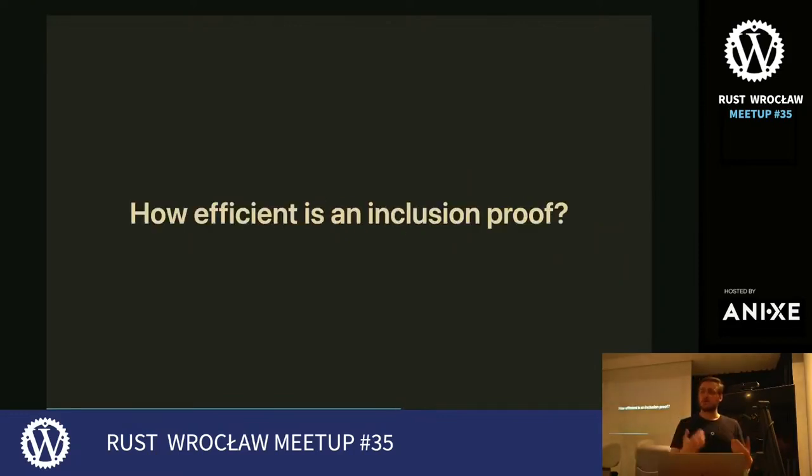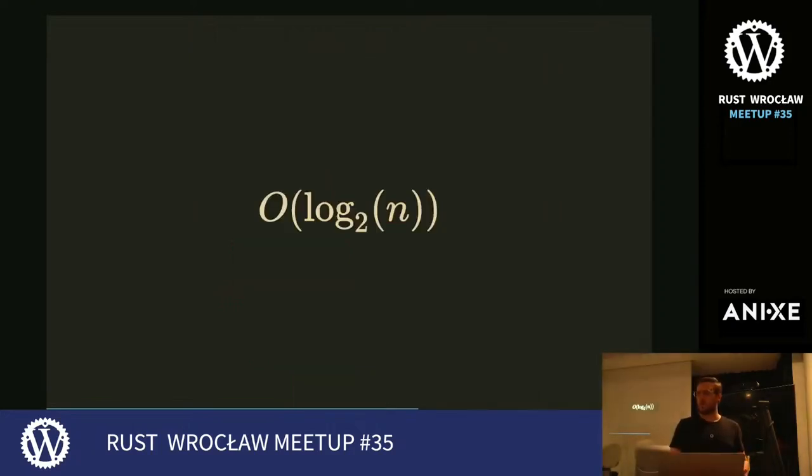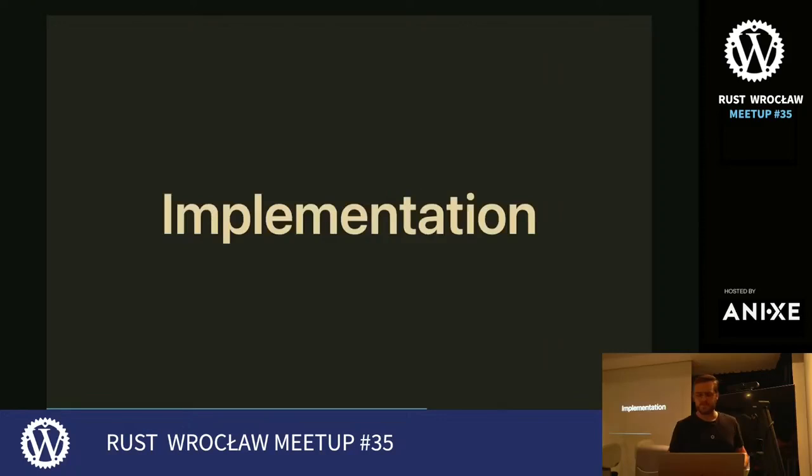How efficient is an inclusion proof? Same deal. We have a tree of depth 3, and now, depending on how you want to structure your verification check, maybe you have this H7 hash provided somewhere externally, maybe you store it, maybe you provide L4 externally, but in general, it's also going to be logarithmic in terms of memory efficiency for inclusion proofs.